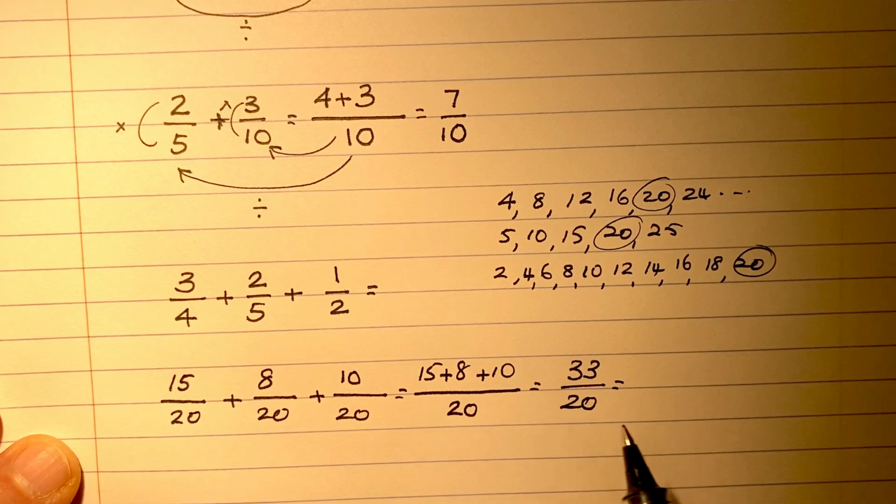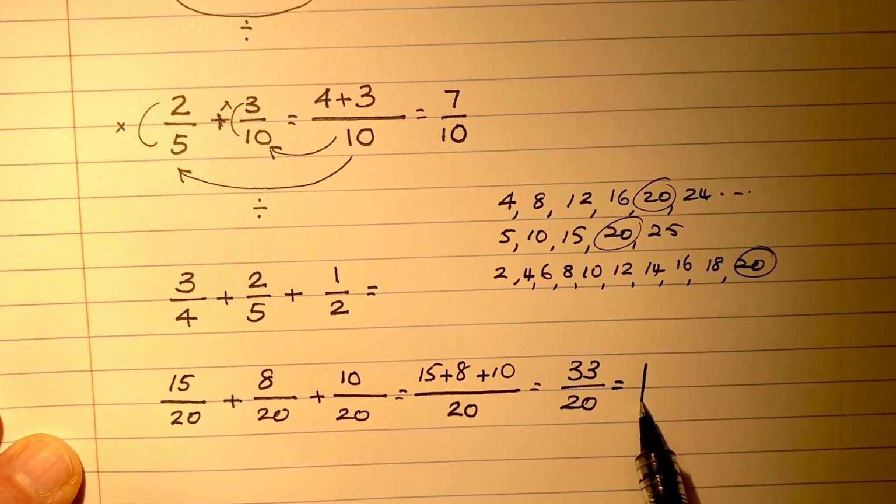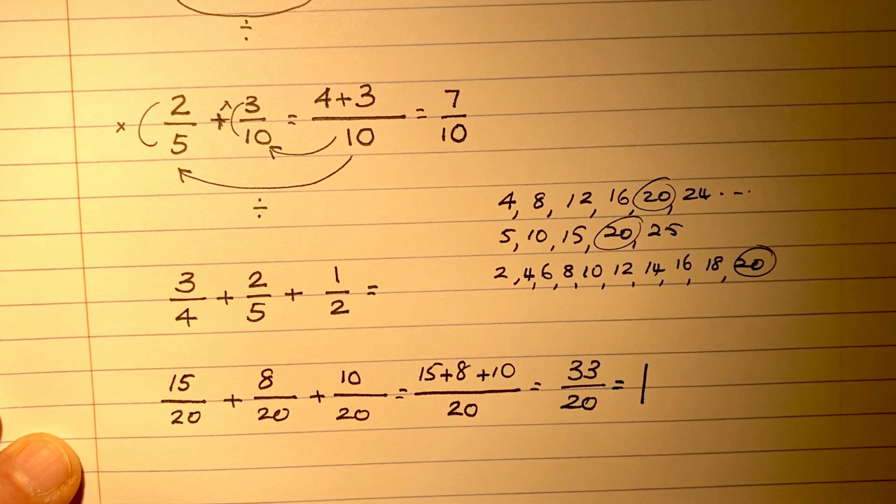Now, you can see this is an improper fraction, where the numerator is larger than the denominator. So if you remember, to change it to a mixed number, how many times does the bottom number or denominator fit into the numerator? 20 fits into 33 only once. It can't go twice because that would be 40. The remainder would be 13 over the same denominator.